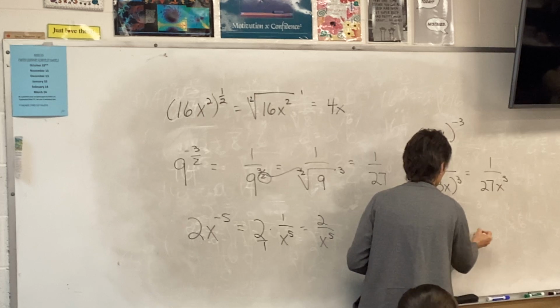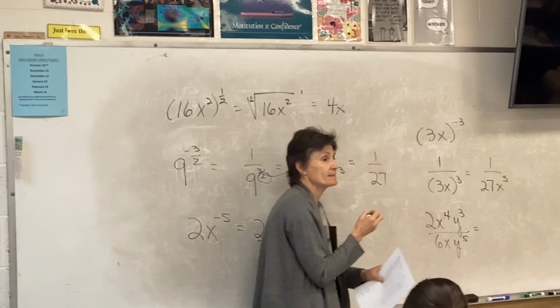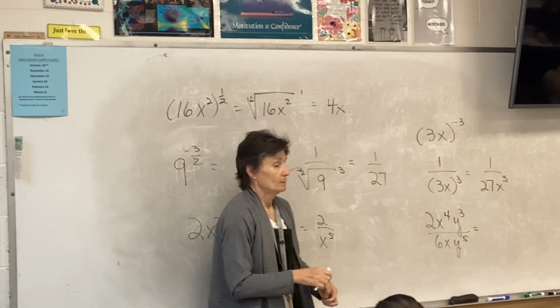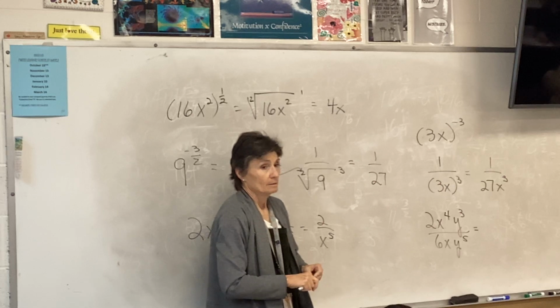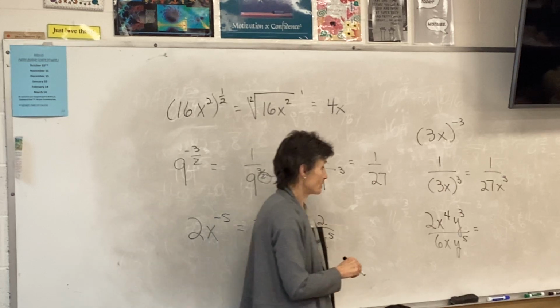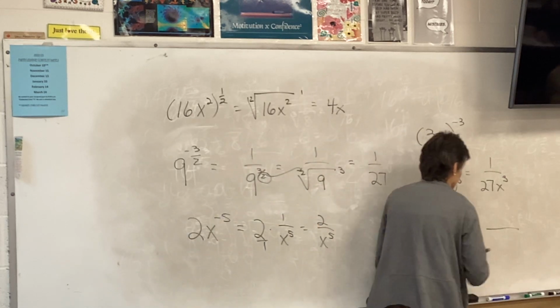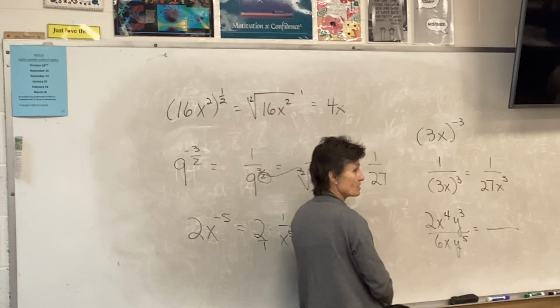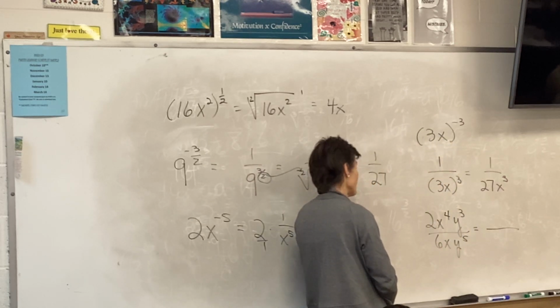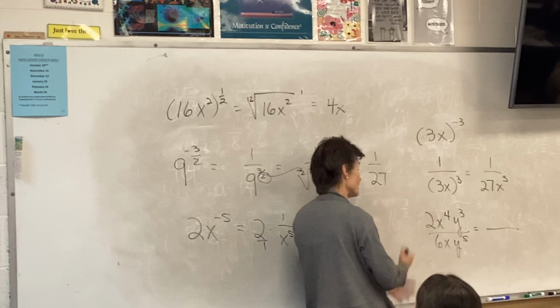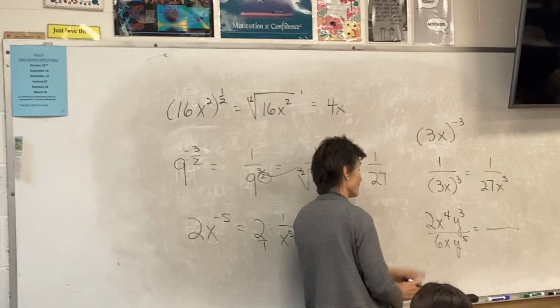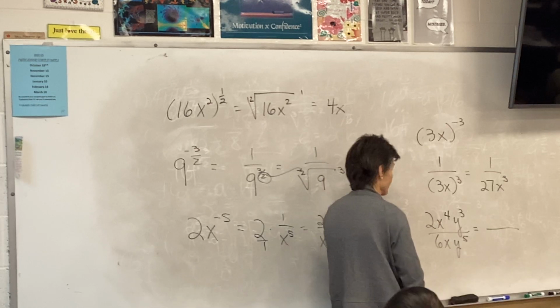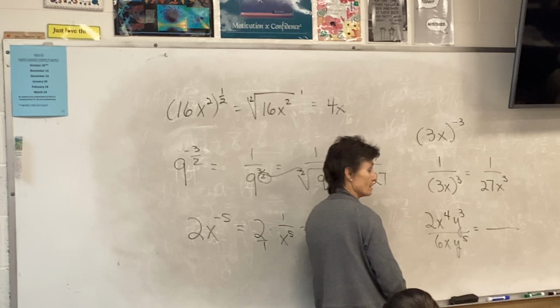This one doesn't have any negatives or any fractions. We just need to simplify. Okay, so what do you want to do with it? Nothing's moving around. Nothing is like radicals or anything. We just need to straight up simplify it. So what's 2 over 6? 1/3.